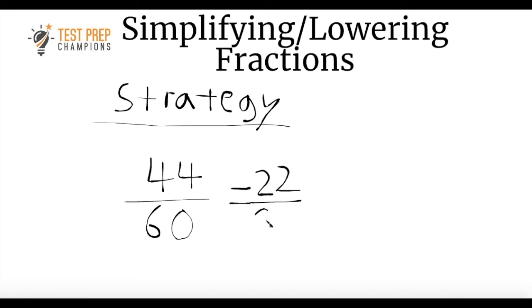I've still got even numbers here, so I'm not quite in simplest form yet. What if I do 22 divided by 2? That's going to give me 11. And 30 divided by 2 is going to give me 15. Now I'm down to simplest form, so that would be a perfectly valid way to approach this. But you could also do it the other way.